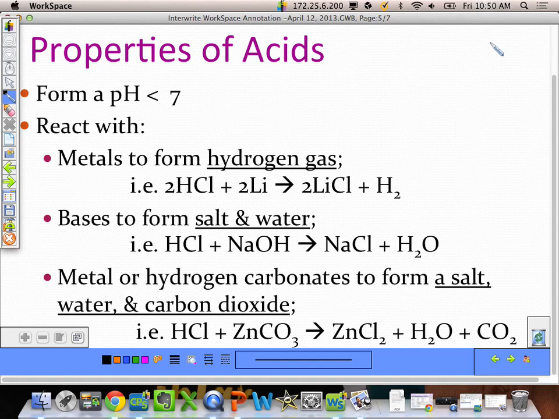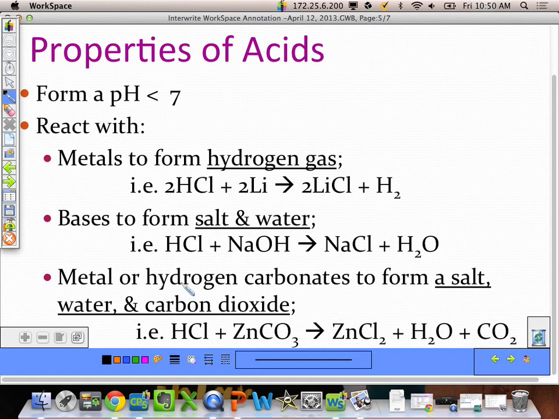Go ahead, Natalie. Where is the H2O from? Part of the hydrogen and part of the carbonate ion. Yep. Good. Is every acid-base reaction going to have water? Every acid-base reaction will definitely have water as one of the products. Good.